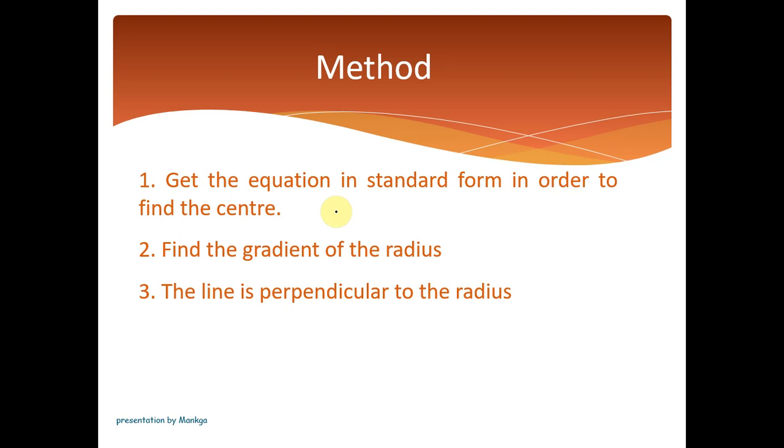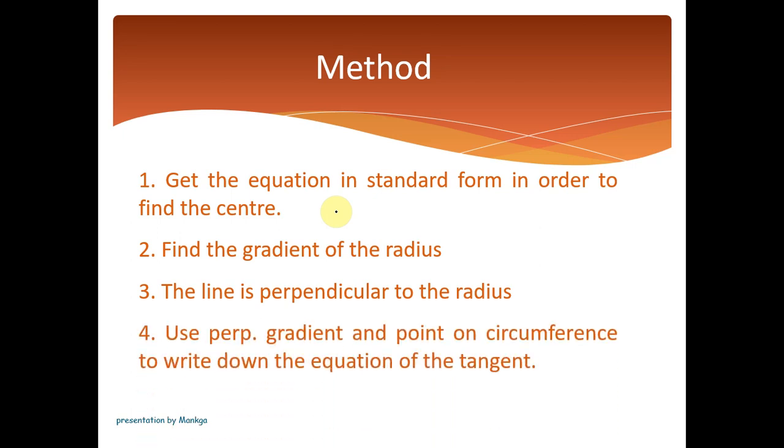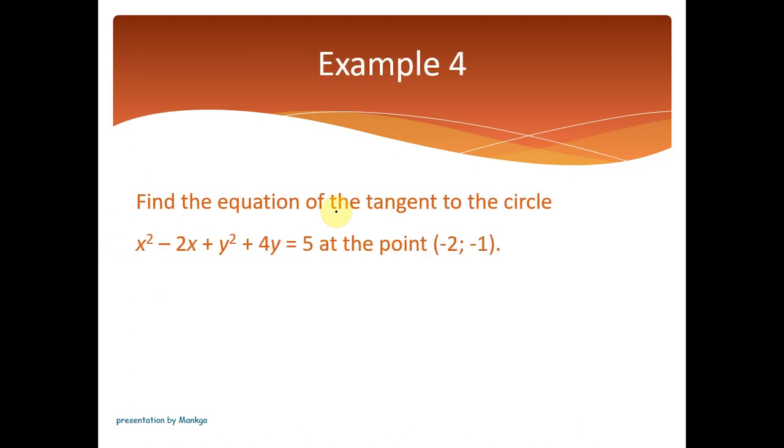Thirdly, the tangent is perpendicular to the radius. So if they're perpendicular, you can calculate the perpendicular gradient. We use the perpendicular gradient and a point on the circumference to write down the equation of the tangent. I hope this is clear. Let us look at an example.